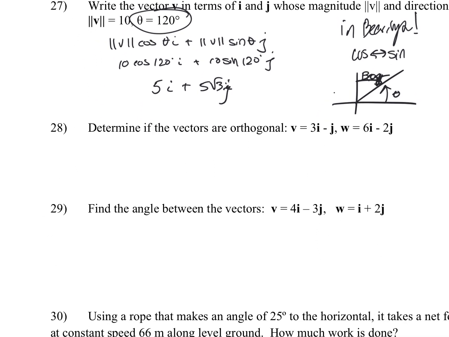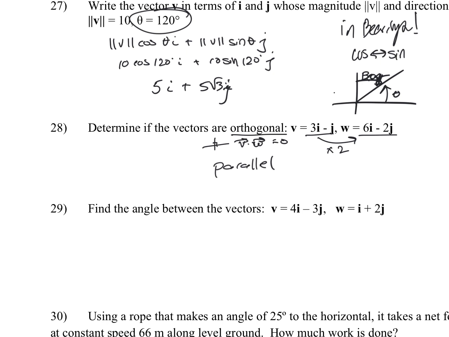Determine if the vectors are orthogonal. Well, this one's actually pretty easy because you can see right off the bat, if I double it, I get the same vector, which means these are parallel. So remember, the whole purpose is if it's orthogonal, they form a 90 degree angle, that would mean its dot product should be 0. So if the dot product is 0, then they're orthogonal.